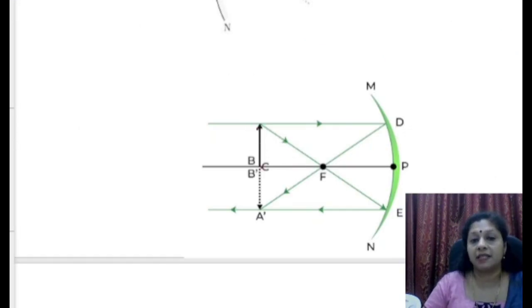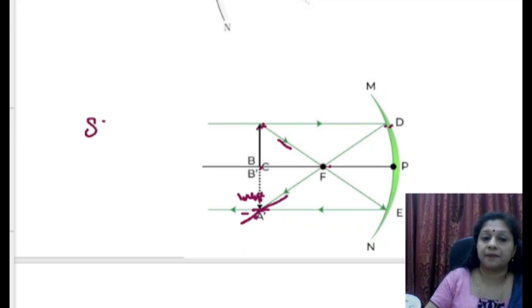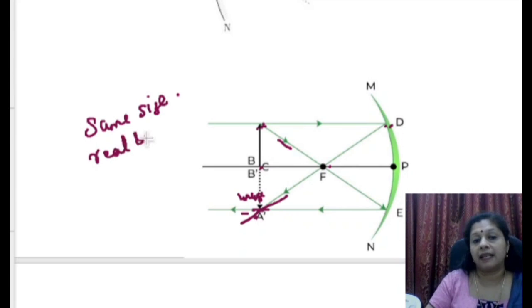See the next position, at C. At C, if you want to get the proper image, you have to mark the C and F properly. Okay, so it's the same distance you have to take. So first line, as usual, we are taking from the top of the object, running parallel to the principal axis. So after reflection, it will come through the focus. Second one, passing through the focus, so it is coming back parallel to the principal axis. So these two rays are meeting at this point. So if you produce a line here, this is the image. You can see image is the same size of the object. It is real and inverted. And what is the position? At C.